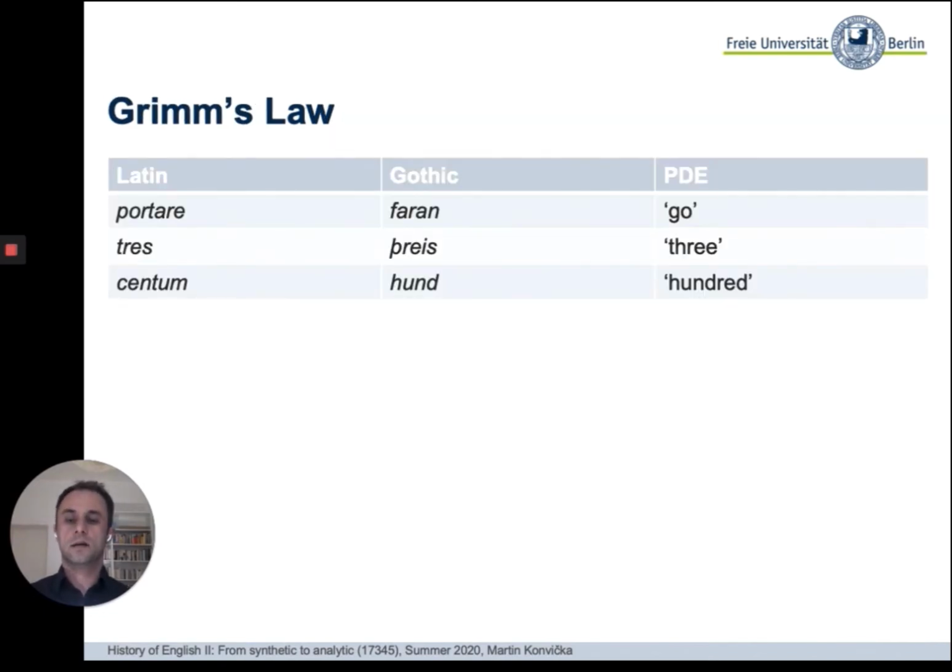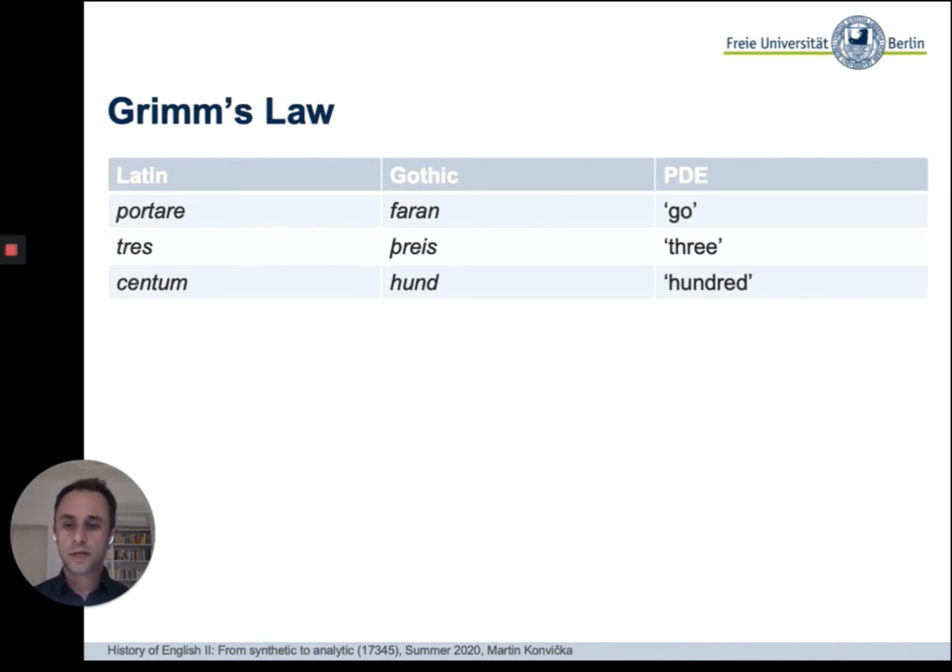Right. So we start with a simple example where we have on the one hand 3 words in Latin, and Latin here represents the Proto-Indo-European language that the Germanic branch descended from, and then Gothic in the middle column represents the Germanic languages that developed out of the Proto-Indo-European language. The third column then says what the words mean in present-day English.